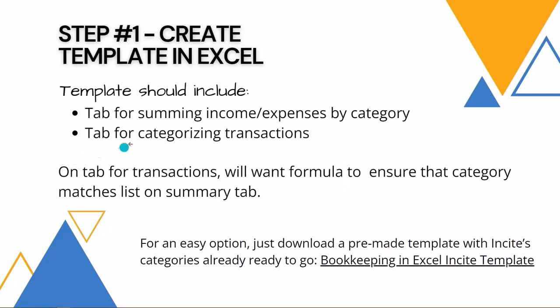And then you want a tab for categorizing all your transactions. On the transactions tab, we recommend having a formula that ensures that the category you've listed next to the transaction matches one of the categories listed on your summary tab, so that you're not adding a bunch of random miscellaneous categories, but sticking within the categories that are available to business owners to use. It will just keep things cleaner.